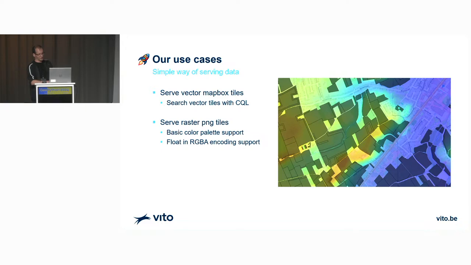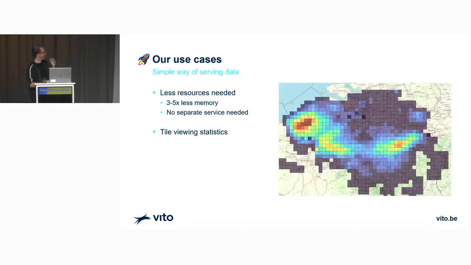And while we're at it, this enables us to do some nice statistics as well. But first, it uses 3 to 5 times less memory and no separate services needed. And this is statistics that we can now generate. We just keep track of what tiles are requested. And this is an application for farmers about pesticide usage. Every farmer has to request from the government on which parcels he uses pesticides. And now we can see where these farmers are located that are actually using our application. And you can clearly see which are the farm areas in Belgium.